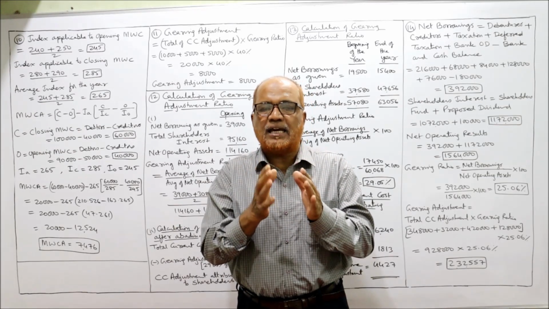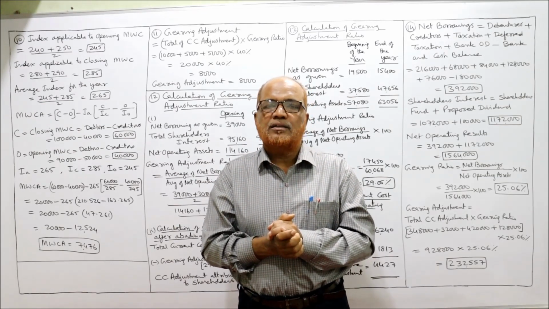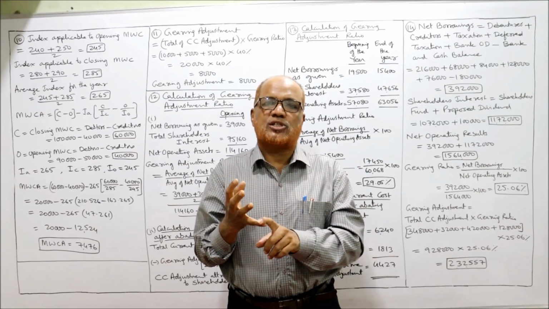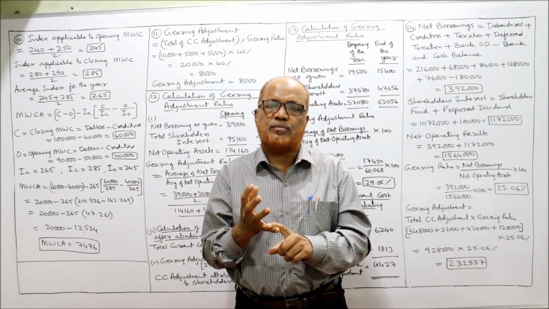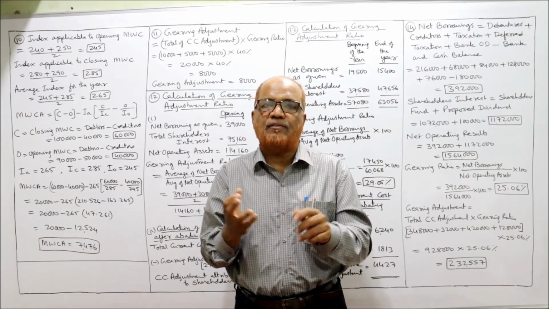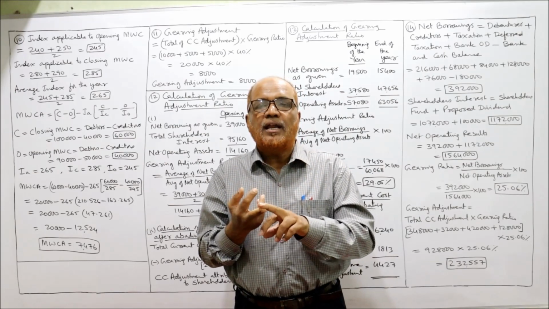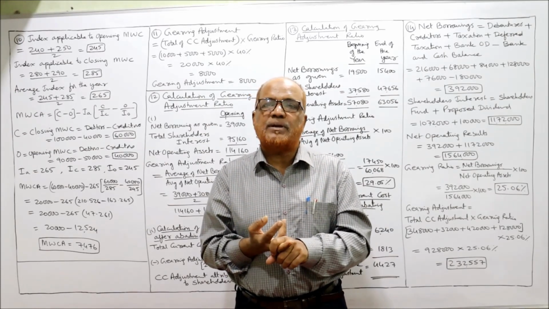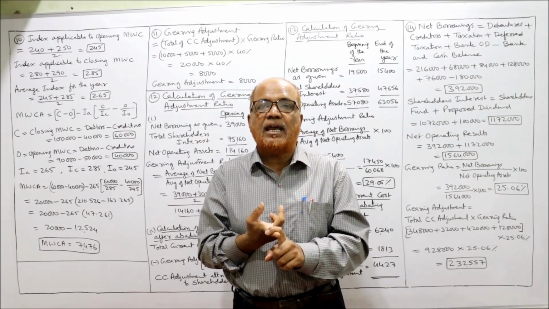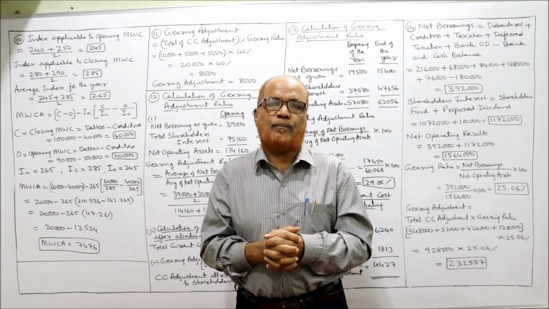So in CCA, current cost accounting, 4 types of adjustments are there. The first adjustment, depreciation adjustment, we have done in the starting 4-5 problems. Then the next one, COSA, cost of sales adjustment, nearly 5 problems we have done. The third one, net monetary working capital adjustment, we have already done in the previous videos. Lastly, the gearing adjustment, which we are going to do now.